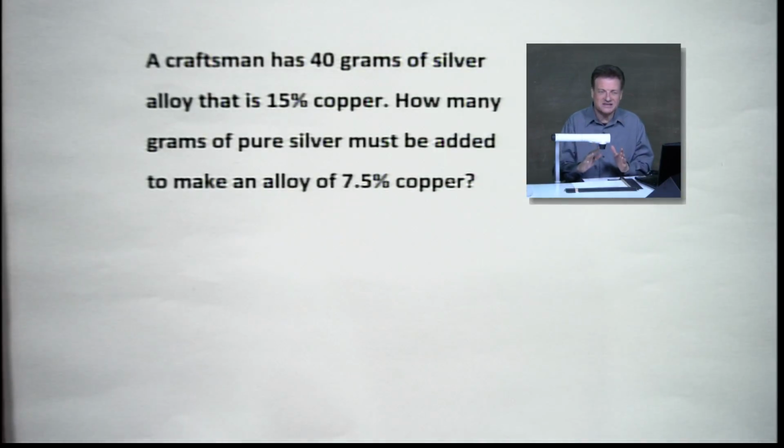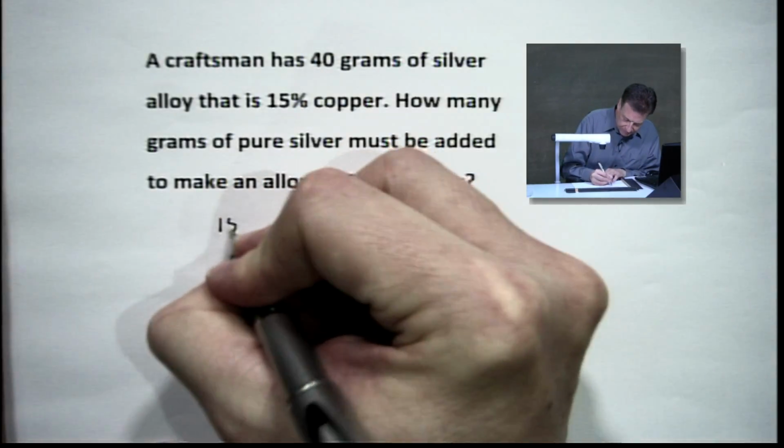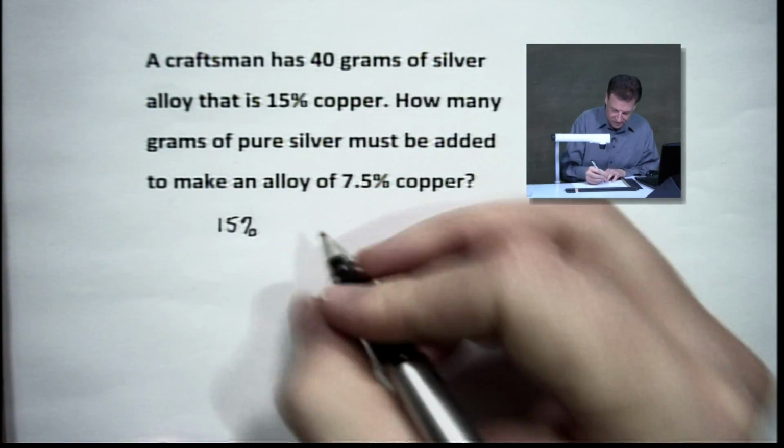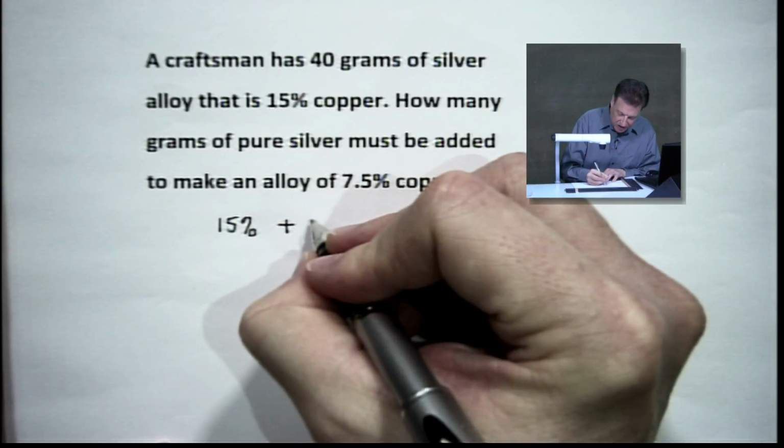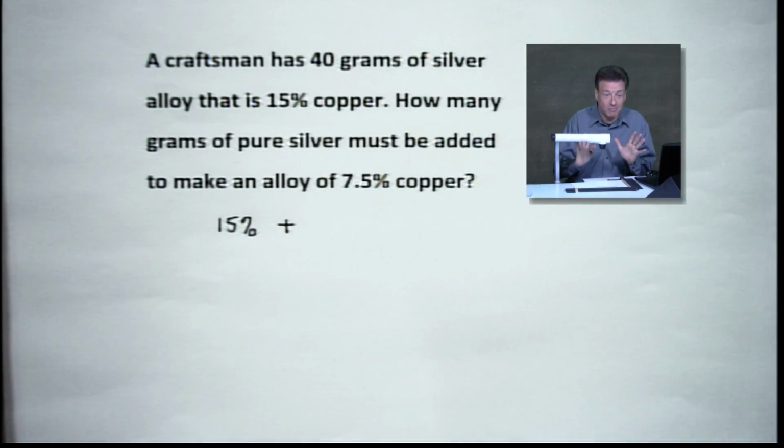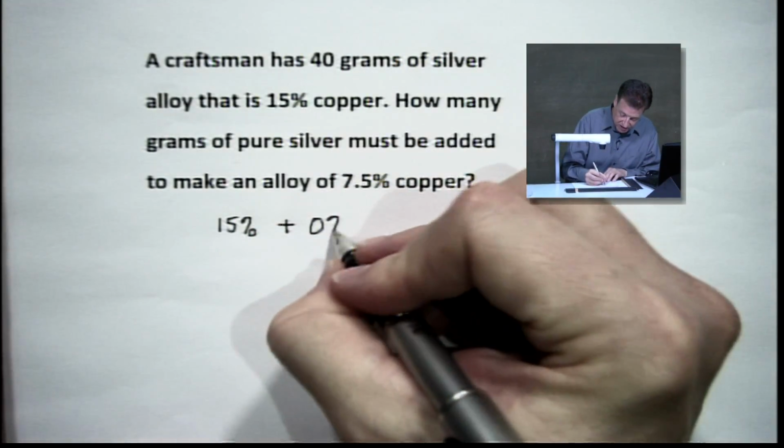I'm going to go with that because the numbers are a little bit easier, a little bit less crazy, and we're going to set it up very similar to the problem we just did. All right, we're going to first start off with our percentages. So we're going to say we got 15%. This is copper. We're going to add it to pure silver, which has no copper. All right, so we have 0% copper.